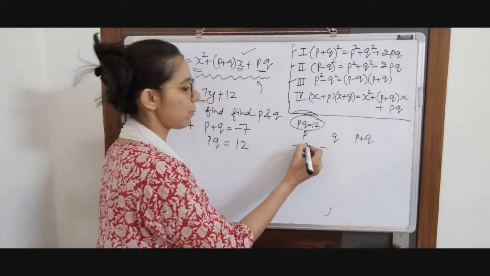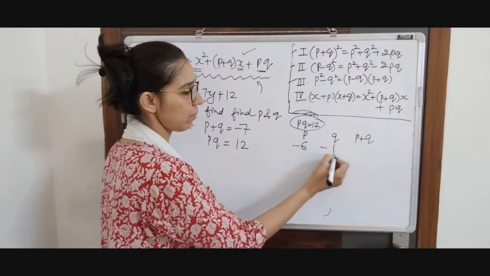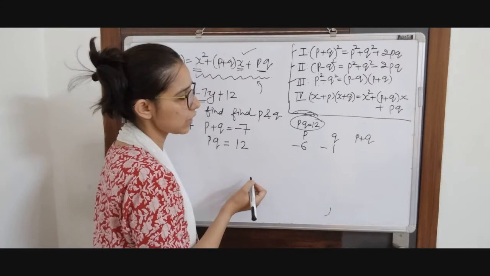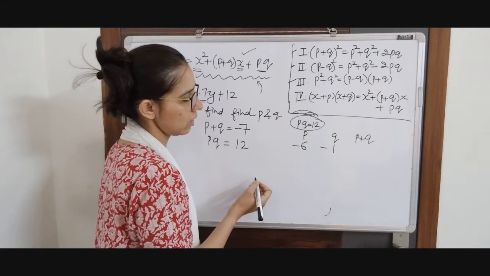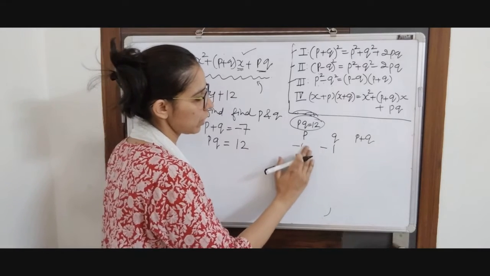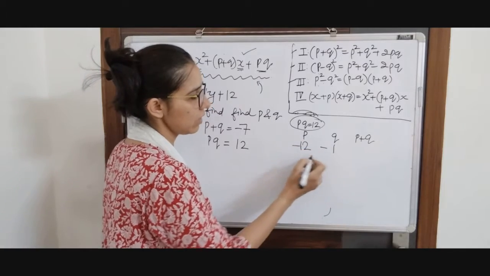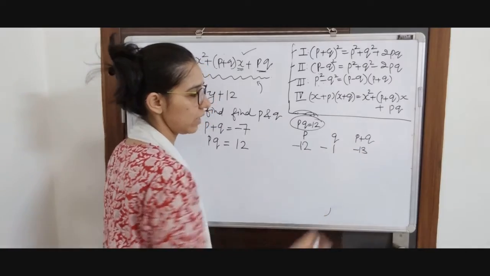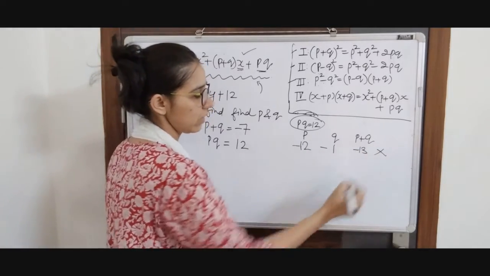Next, first minus 12 and minus 1, or we can start with the product. Minus 12 and minus 1, the product is 12, that is right. But what is the sum? Sum is going to be minus 13. So we are not going to take this one.